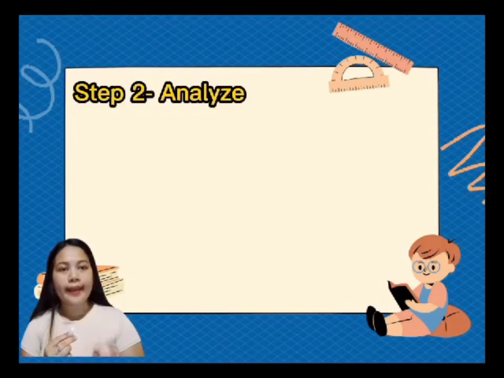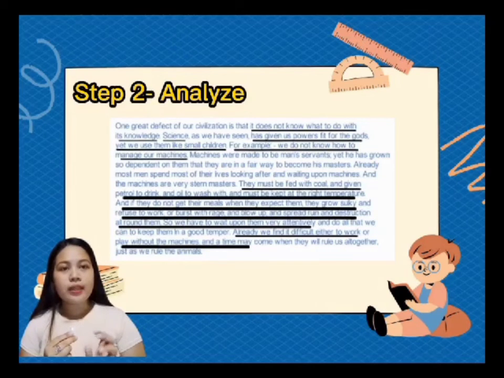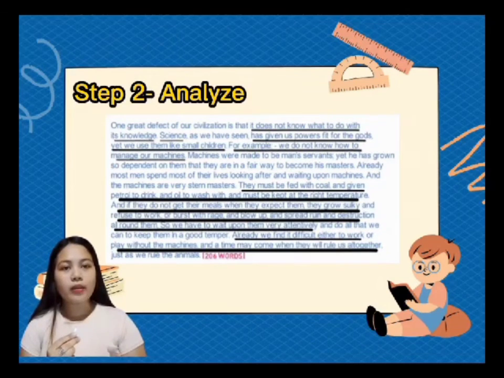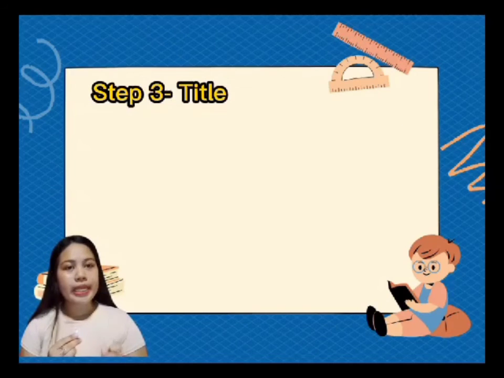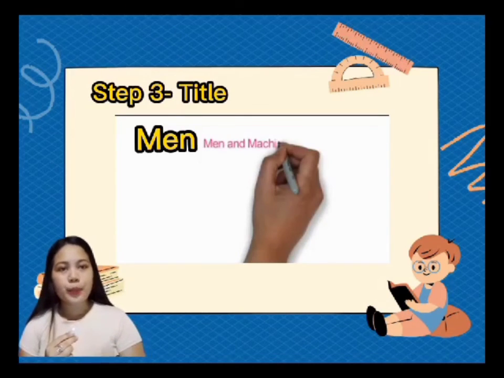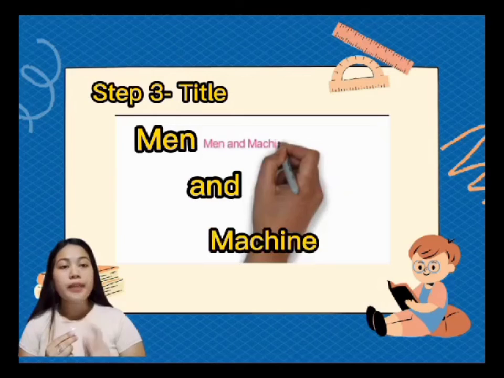Step 2 is to analyze. Examine the passage in detail to make sure of the meaning of its sentences, then underline or highlight all the keywords or the key sentences. Then count the words in the passage. Step 3 is the title. Supply a short title that will express the subject or the main idea of the passage.